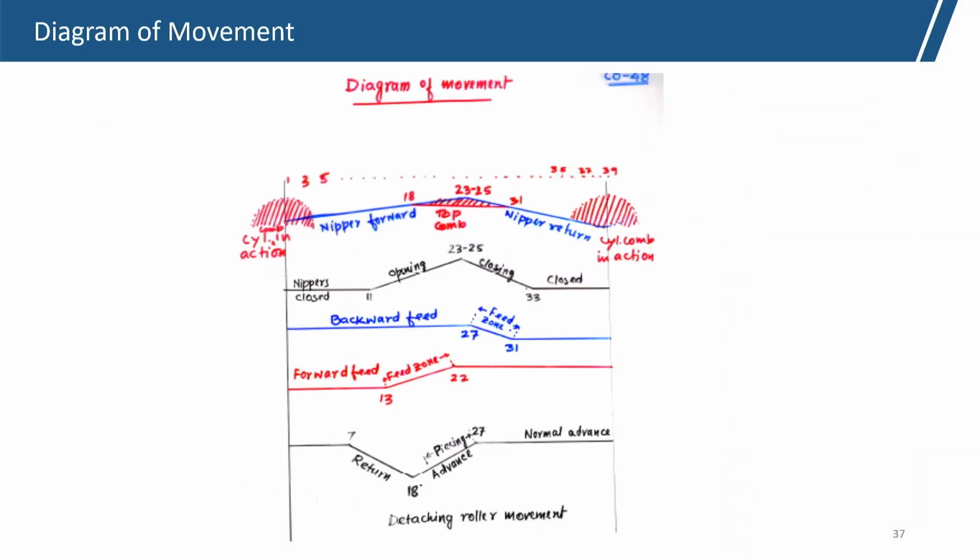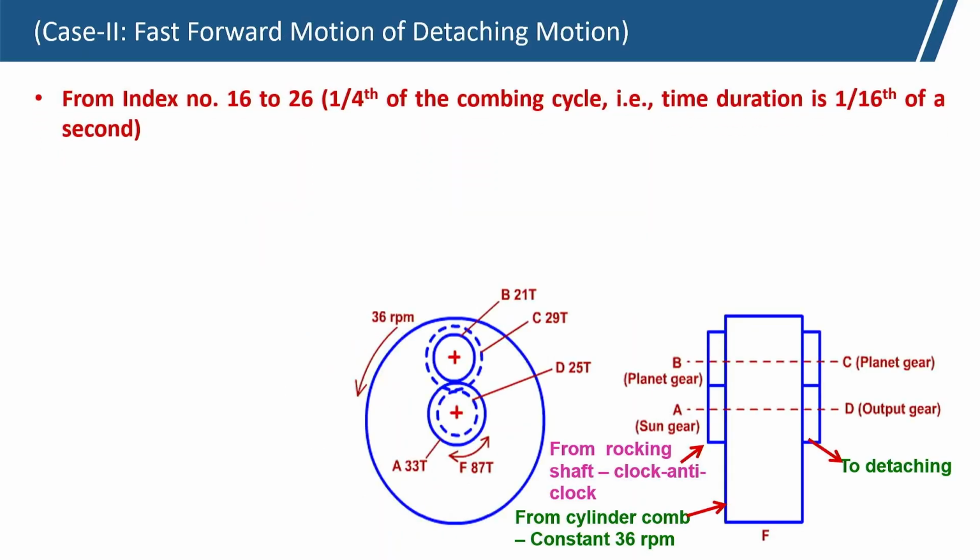Now, forward movement, fast forward from, typically, 16 to say 26 again. So, for case 2, fast forward motion from index roller 16 to 26 index number. To make it simplified, that means 1/4 of the combing cycle, that is again 1/16th of a second, it will move fast forward. Earlier for backward, and it is moving fast forward for 1/16th of a second, that means 1/4 of the combing cycle.